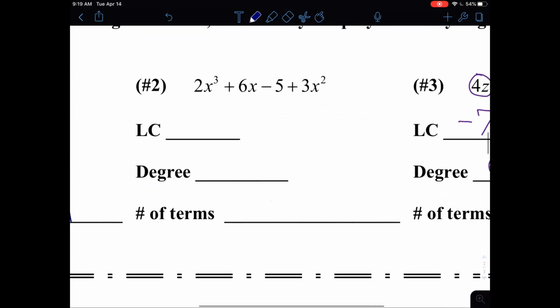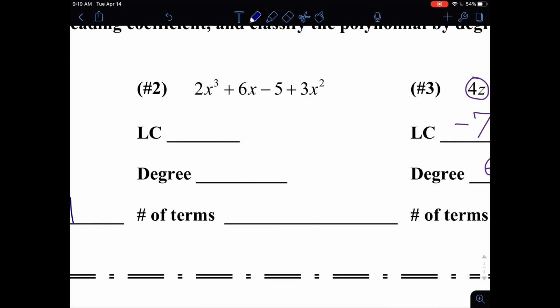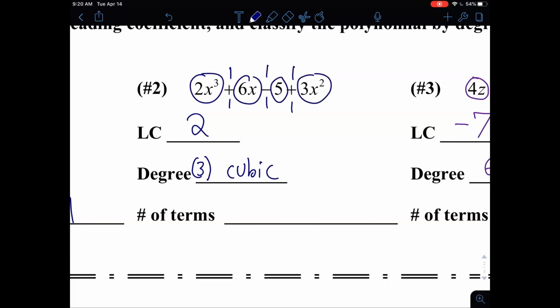Okay, and then number 2. Stuff's kind of out of order over here, but what's the leading coefficient going to be for this one? What's the number in front of the biggest exponent? Should be 2, because it's in front of the x to the 3rd. And then what's the degree? Looks like the highest exponent is 3, which is called what? What's the name for a 3rd degree? Cubic. Then how many terms do we have here? Here are the addition and subtraction walls. Looks like we have 1, 2, 3, 4. We have 4 terms, which is called a what? What's the name for 4 terms?